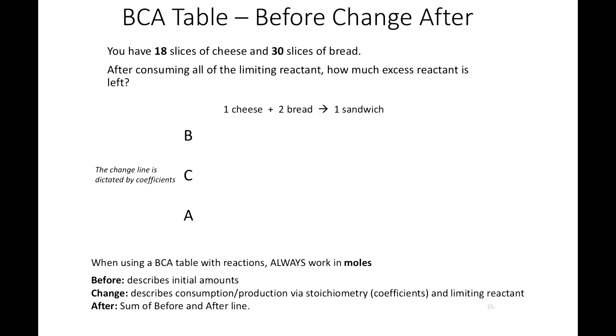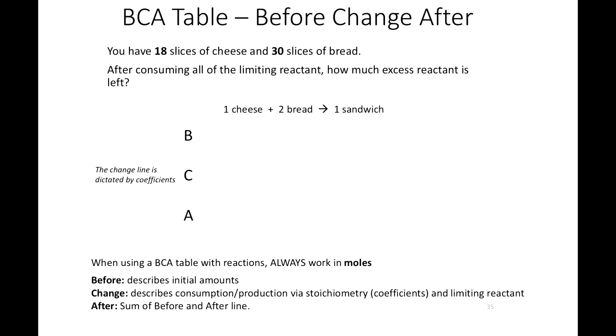Because I could do a follow-up on this question, where it's the same question. So 18 slices of cheese, 30 slices of bread, but instead of asking what's the maximum number of sandwiches you can make, what if I asked, after this reaction's done, how much of the excess reactant is left? So you start with 18 cheese, 30 bread on your cutting board. After you're done making the sandwiches, what is left over on your cutting board? Can you tell me? Cheese, and how many?